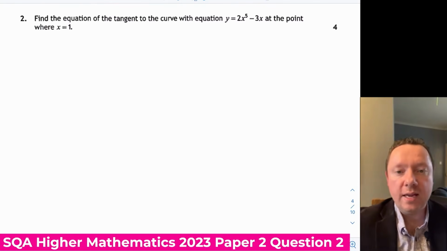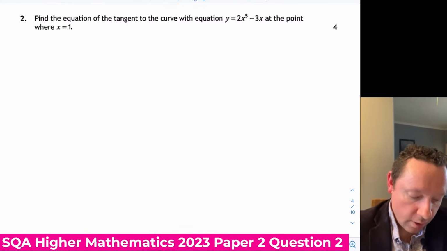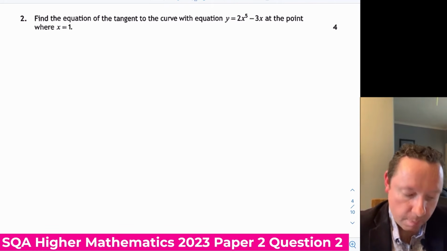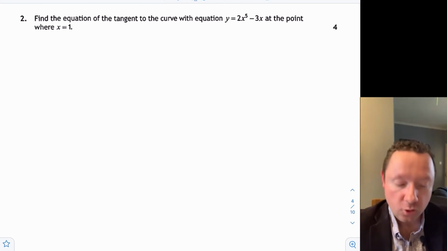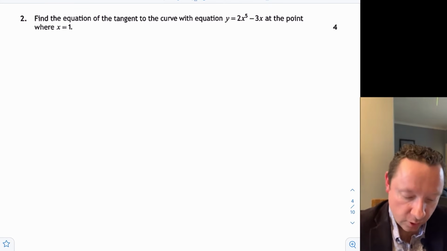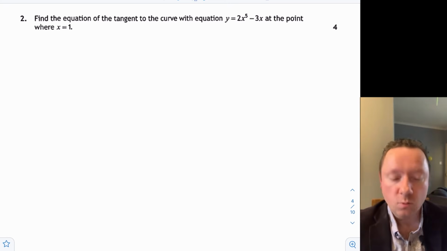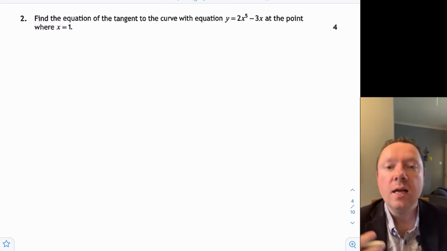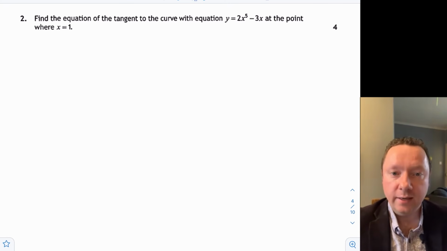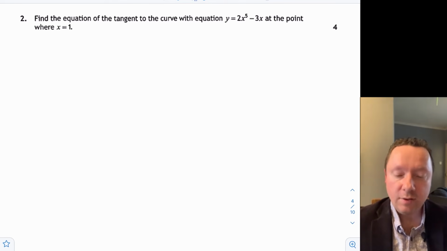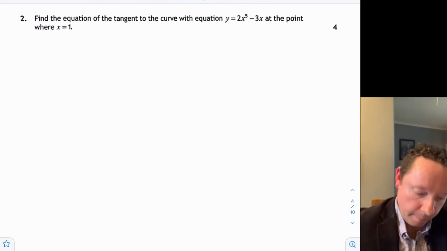SQA Higher Maths 2023, Paper 2, Question 2. Find the equation of the tangent to the curve with equation y equals 2x to the 5 minus 3x at the point x equals 1. Equation of the tangent, therefore, we need the gradient using dy by dx, and then y minus b equals m times x minus a. So our gradient, first of all, our gradient equals dy by dx, remember.